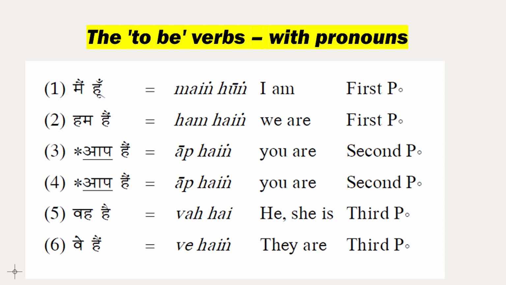Now we add the pronouns and see how it works together with the to be verbs in Hindi. In this table, I am becomes मैं हूँ. We are becomes हम हैं. You are becomes आप हैं. He or she is becomes वह है. They are becomes वे हैं.